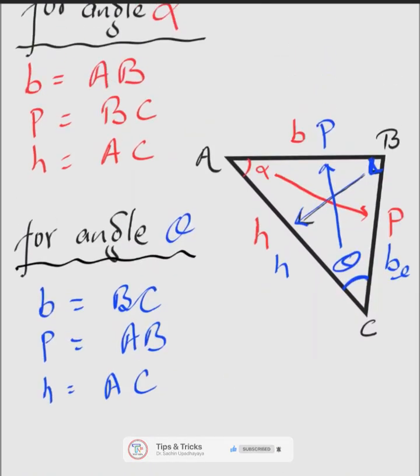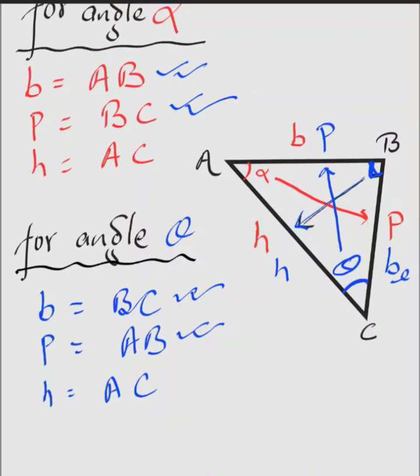Now what we need to know is that BC is the base here and AB is the perpendicular, but for alpha it is different. So according to the angle in a triangle, perpendicular and base change, but the hypotenuse remains the same. Now with this interpretation, let's solve the question given above.